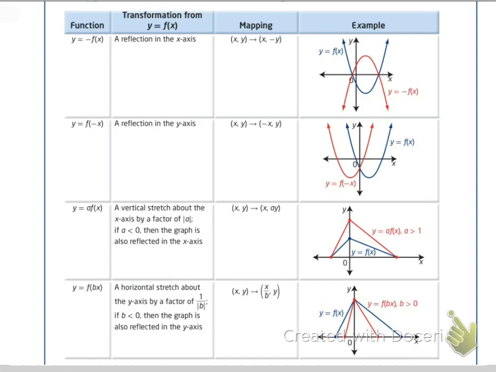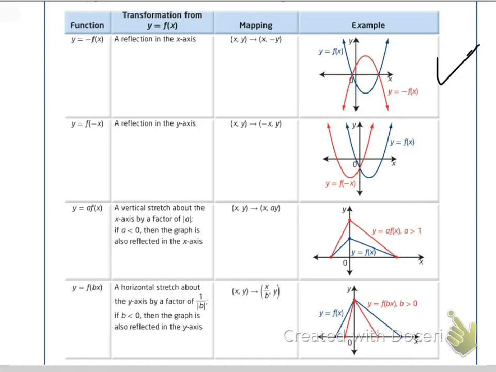So in summary then, the function y equals f of x is our original function. y equals the negative of f of x is a reflection in the x-axis. The mapping is going to be written as x, y goes to x, negative y, and it's shown by the picture on the right. The blue transfers to the red, and there are two invariant points on that graph.